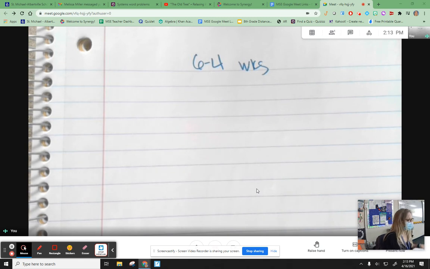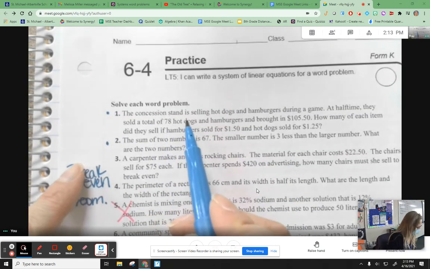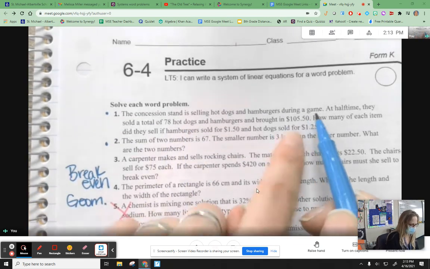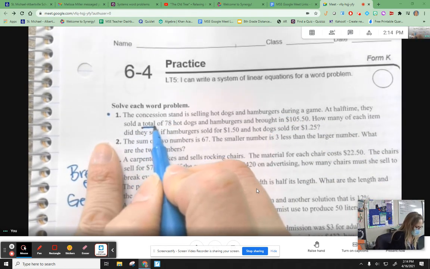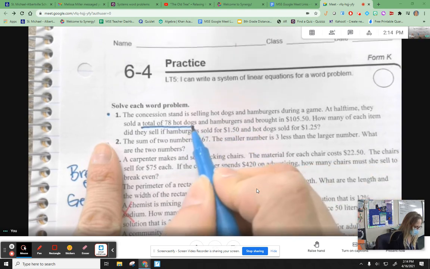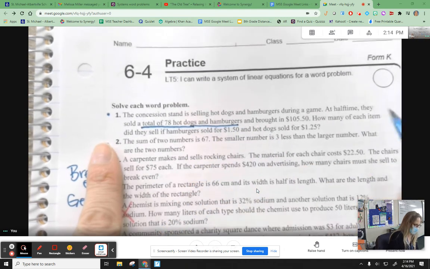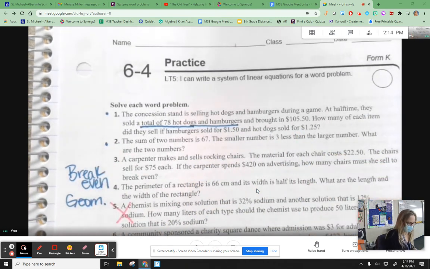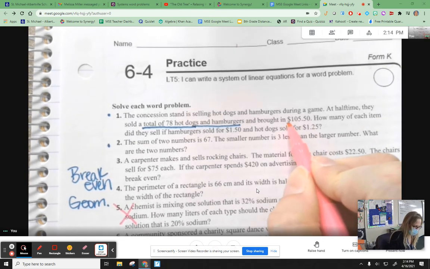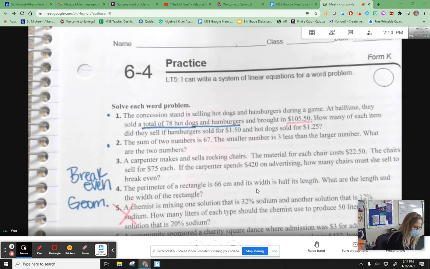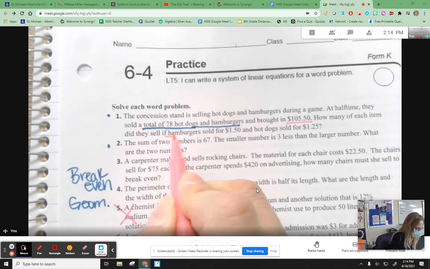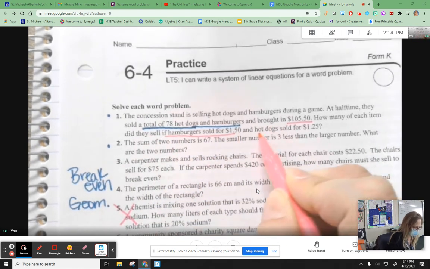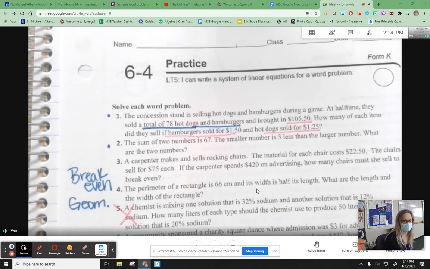So number 1 we have here, it says the concession stand is selling hot dogs and hamburgers during a game. At halftime, they sold a total of 78 hot dogs and hamburgers. And they brought in $105. That sounds like another total. How many of each item did they sell if hamburgers sold for $1.50 and hot dogs sold for $1.25?